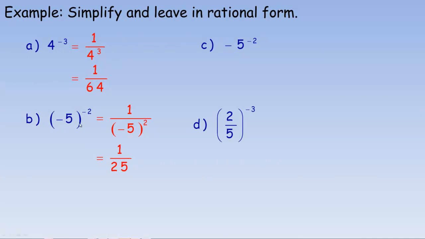Now, the brackets mean that it's negative 5 that's being raised to the exponent 2 here. What's different in C is that there's no brackets. If I were to write brackets in the appropriate place here in C, the brackets would be just around 5. Okay, if you really wanted to write them.